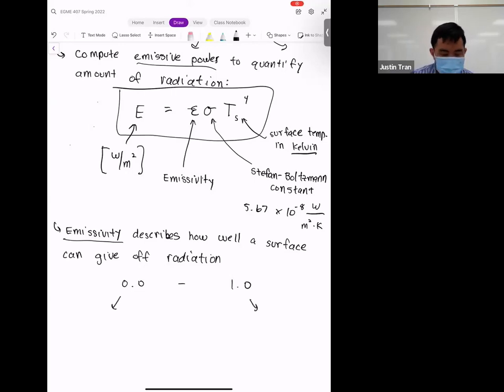And so of course, these extremes are very, very difficult to obtain. I want to say that they're impossible, but I don't want to comment on it. Okay, because there might be something that approaches it. And so if you have an emissivity of 0, basically this means you give off no radiation. Meanwhile, an emissivity of 1 means the opposite, which is perfect emissivity or perfect radiation. So that's the maximum radiation.